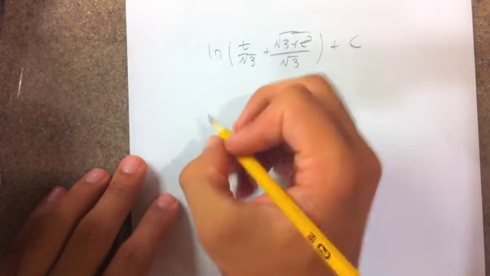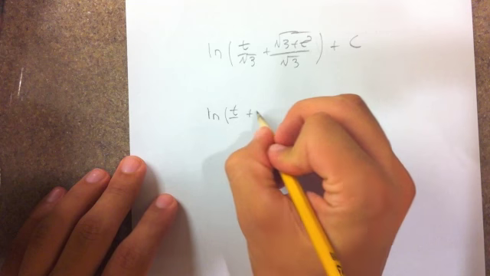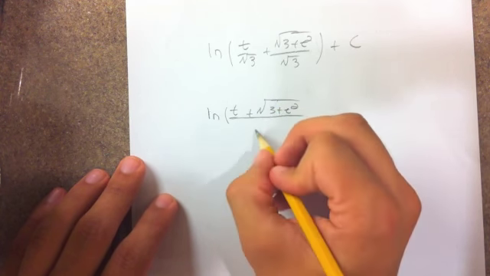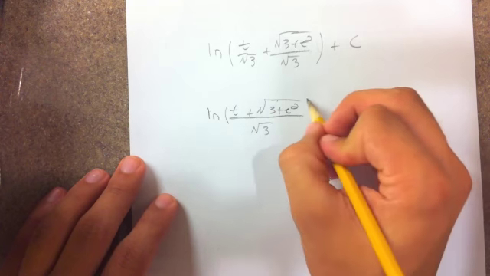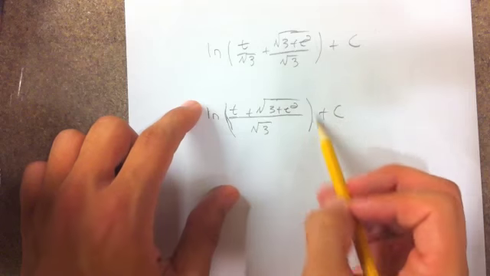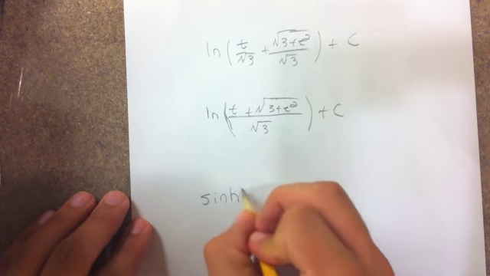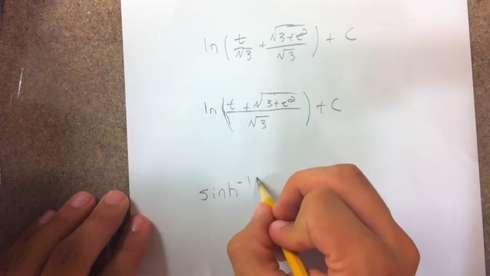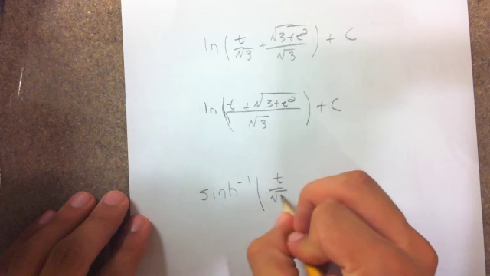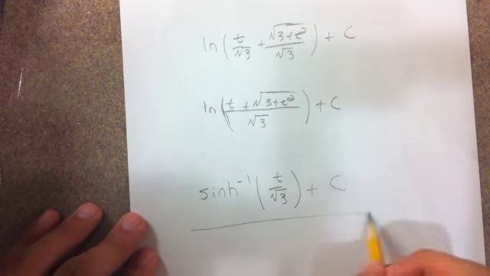So we know that this is an identity for a hyperbolic function, an inverse hyperbolic function. And it just so happens to be the inverse hyperbolic sine function. So you just take this part right here, and this part would equal the inverse hyperbolic sine of t over root 3, plus c. And there, folks, would be your answer.